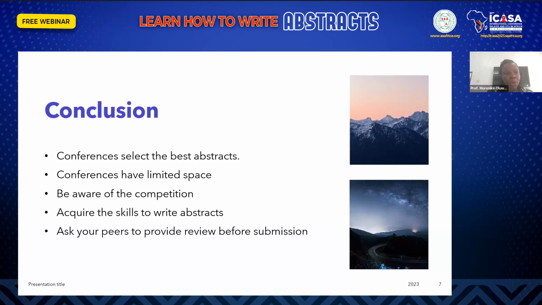Finally, please note that the conference selects the best abstracts, and therefore you must invest your time to make your abstract one of the best. Conferences have limited spaces. Conferences receive thousands and thousands of abstracts, yet they're going to have only 5, 6, 7 oral presenters and 3, 4, 5 sessions per day for 1, 2, 3, 4, 5 days. There's a limit to the number that they can accept, so it's quite competitive.